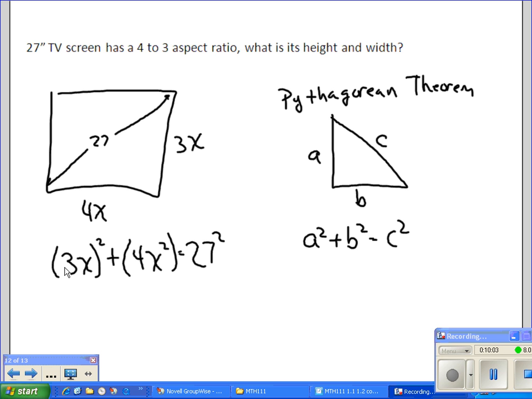Then we can set up the relationship between the sides and the diagonal: (3x) squared plus (4x) squared equals 27 squared. And I see I have an error here. That square should be outside of the parentheses. So this would actually simplify as 9x squared plus 16x squared equals 27 squared.